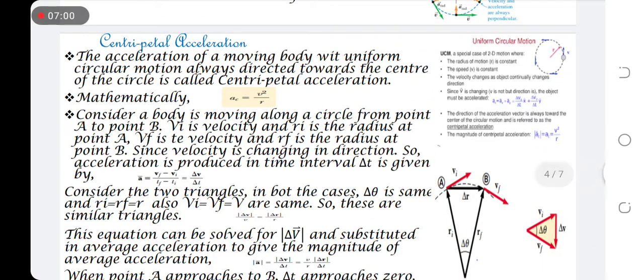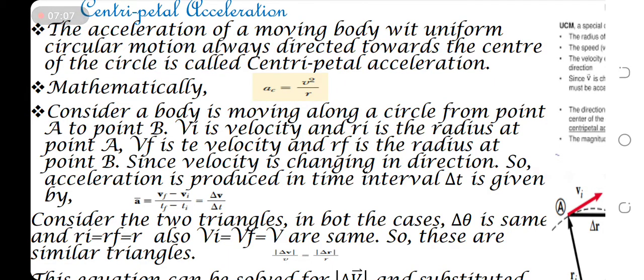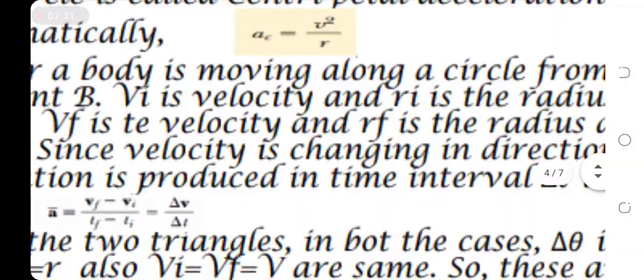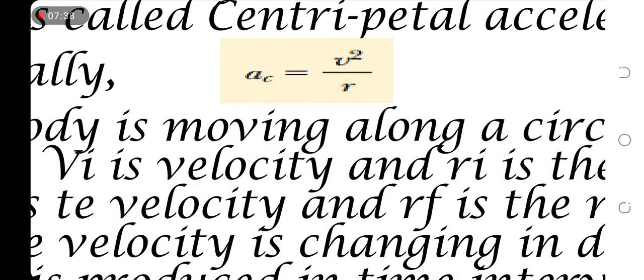Centripetal acceleration: the acceleration of a body moving with uniform circular motion, always directed toward the center of the circle, is called centripetal acceleration. Here the word centripetal means center seeking, directed towards the center. The mathematical form of this centripetal acceleration is a_c equals v squared over r. C is the subscript for centripetal, v is speed here, r is the radius.